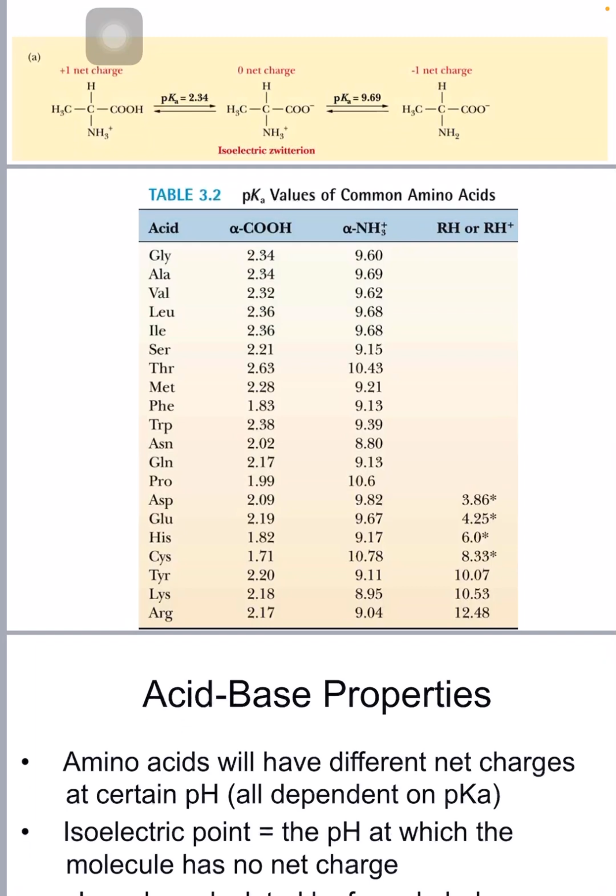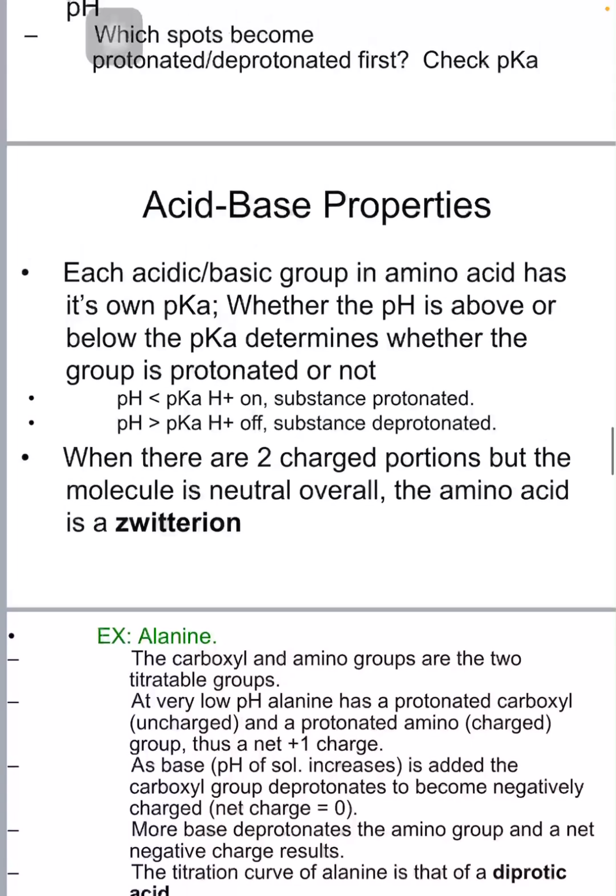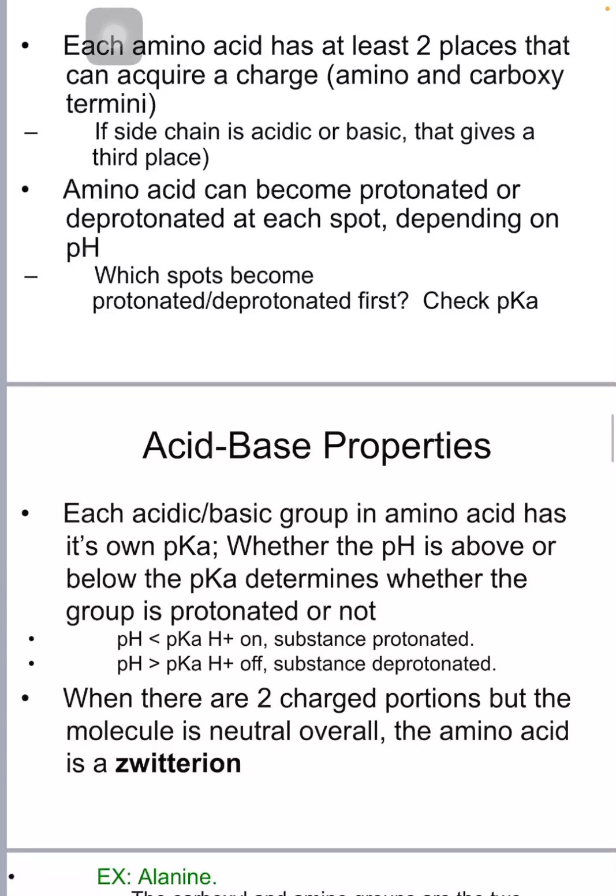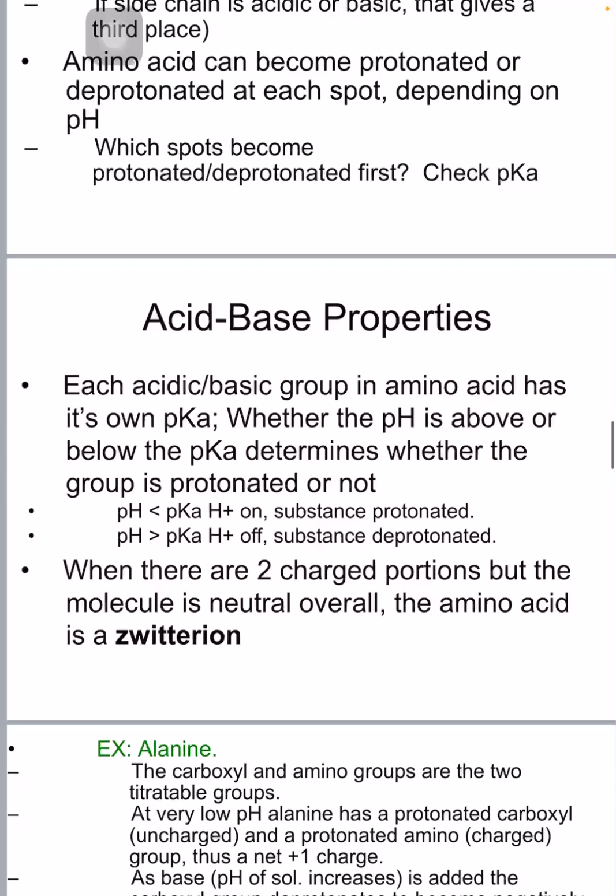Tyrosine, same thing. You have a third one, except it's not going to be acidic. It's going to be basic, right? And the pKa values are higher once you get more basic. Remember, the pKa gives an indication of the tendency of a group to give up a proton. Generally speaking, the lower the pKa, the more of a tendency to give up a proton, or the more acidic, right?